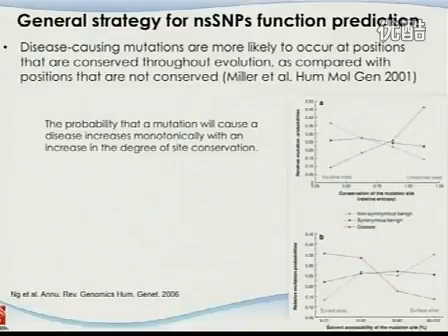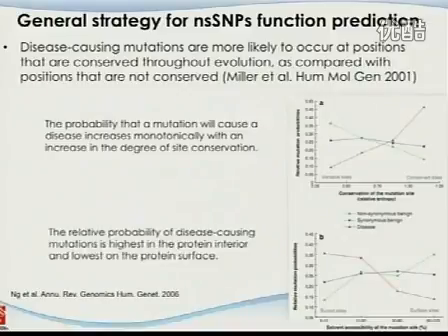For the first figure here, the X axis is the conservation, from the lower conserved regions to the higher conserved regions, and the red is the disease-causing mutations. So you can see that as conservation increases, the relative mutation probability goes up. So it becomes more and more important.